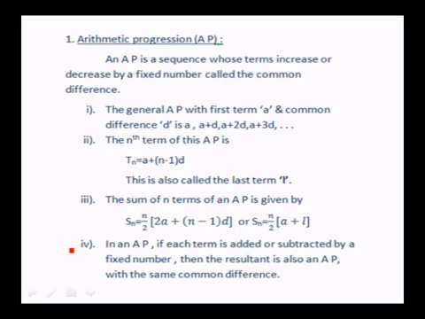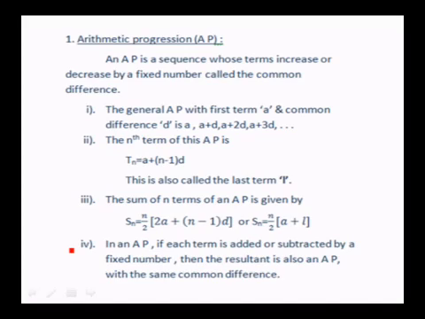The nth term of this AP is Tn equal to a plus n minus 1 into d. This is also denoted by small l. The sum to n terms of an AP is given by the formula Sn equal to n by 2 into 2a plus n minus 1 into d, or Sn equal to n by 2 into a plus l, because l is a plus n minus 1 into d.